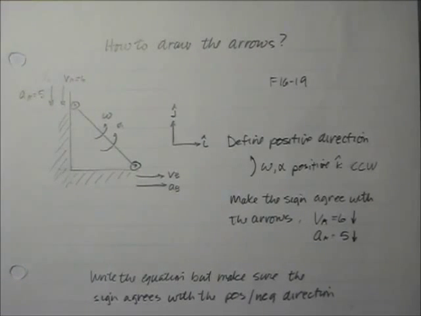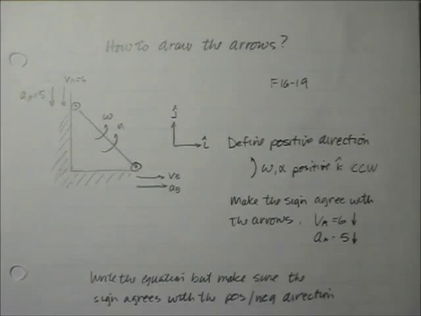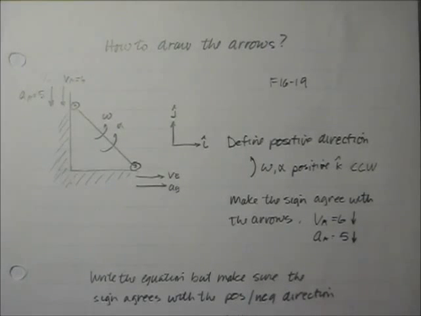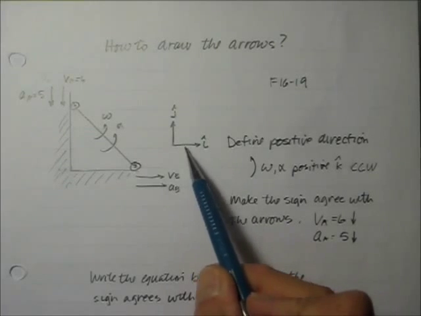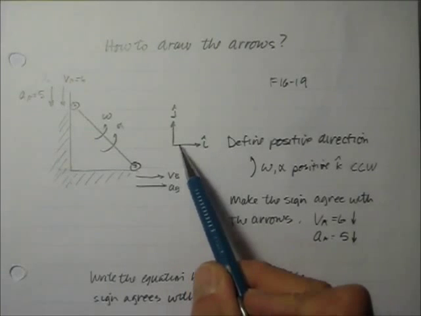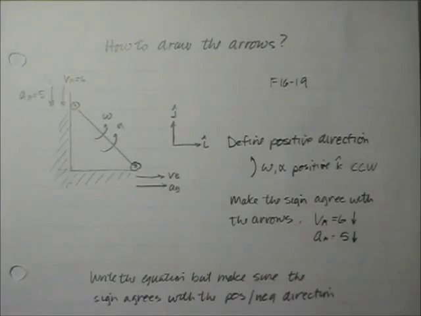All right, many students get confused on how to draw the arrows when we're drawing our picture and writing the equation. So the main thing is to make sure that the arrows and the sign in the equations are consistent. So first of all, we'll define our positive i and j. Let's say that in this case, i is going to the right and j is going up, so that would be x and y.